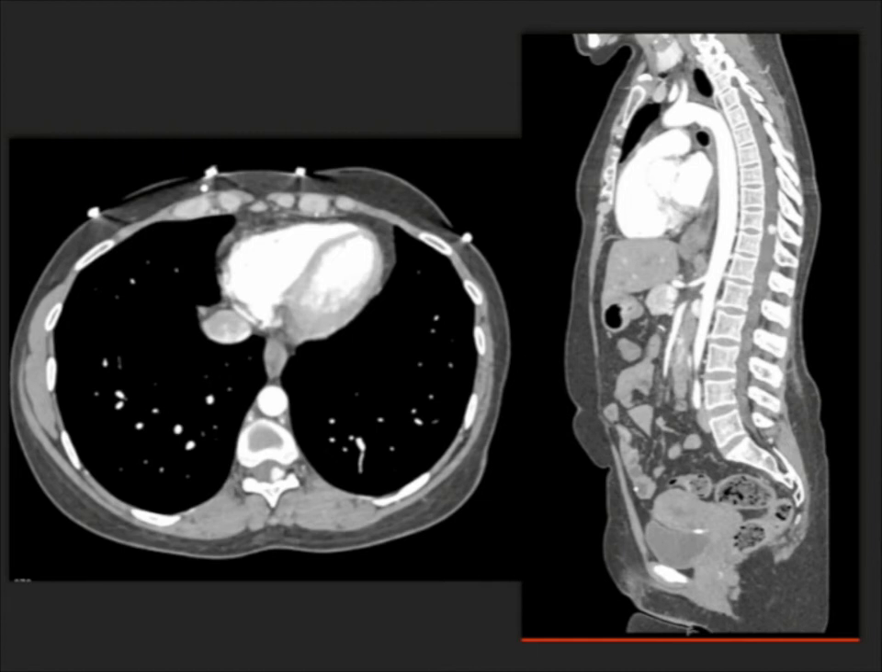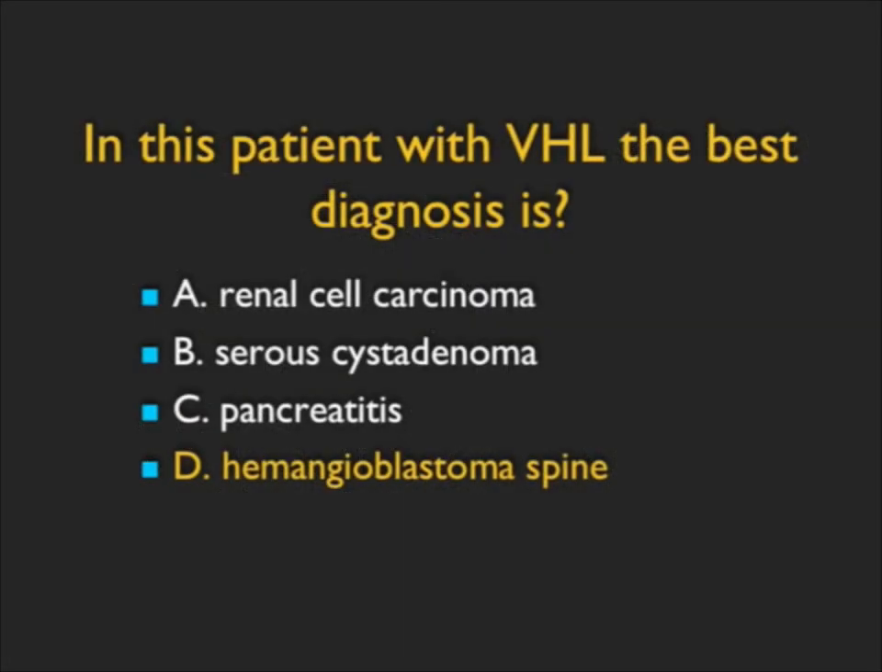If you look at about the T10 level, there's a 1 centimeter vascular lesion in the cord, which you can see nicely also in the axial view, and that's classic for hemangioblastoma. So this patient has a hemangioblastoma, just a very, very classic example. We are seeing more von Hippel-Lindau patients. You need to be very careful reading the cases. There's so many different lesions. You need to really pay attention, particularly to the spine.